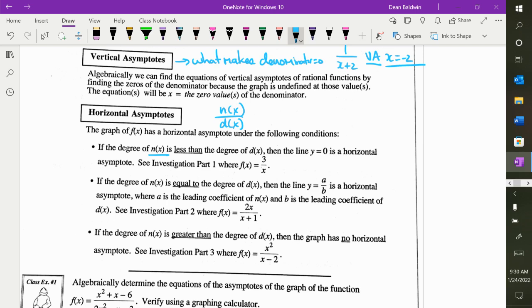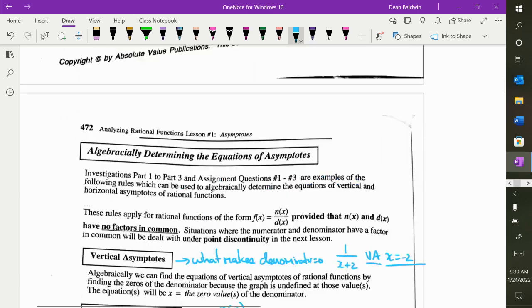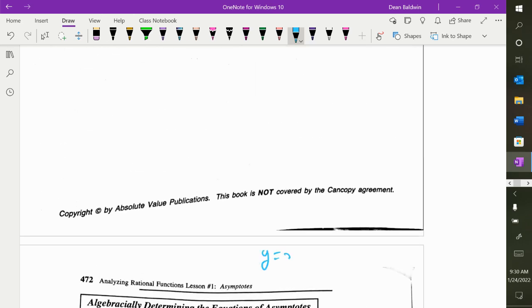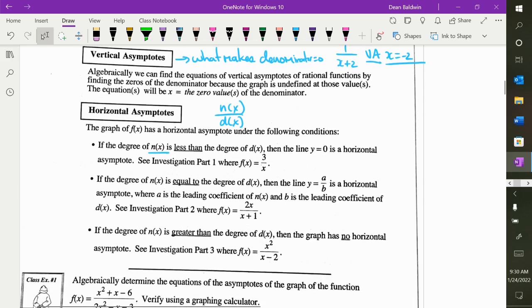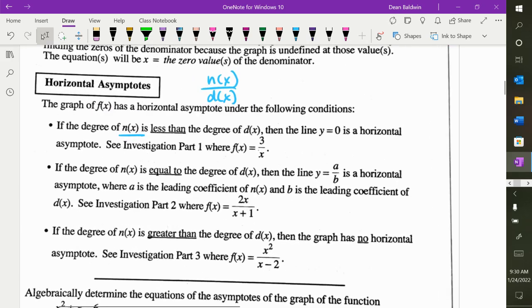How hot is it outside? If I say degree, I mean, how much is it multiplied by? When you say degree, it means, if I have this function, and I ask what's the degree of that function, you would tell me 3. It's the highest exponent. Okay? That's the degree. So if the degree of the numerator is less than the degree of the denominator, then y equals 0 is a horizontal asymptote.